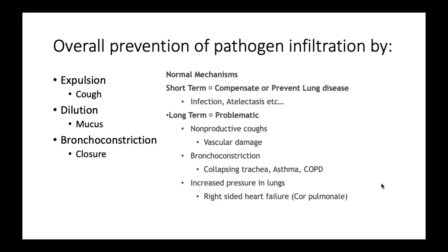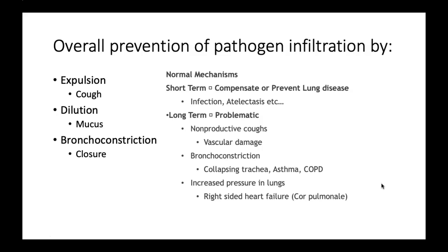We have expulsion, which of course the reflex is coughing. We have dilution, which the body produces mucus to help dilute pathogens. And then bronchoconstriction, which is simply closure of specific areas within the respiratory tract. These are all normal mechanisms to keep foreign invaders out of the respiratory tract. And in short term, these normal mechanisms will compensate or prevent lung disease.